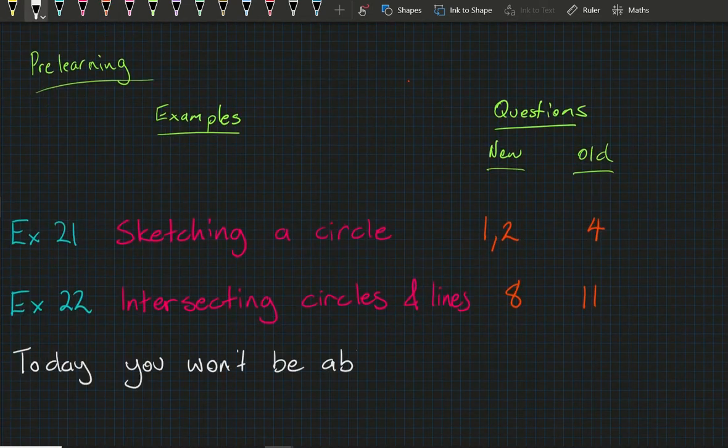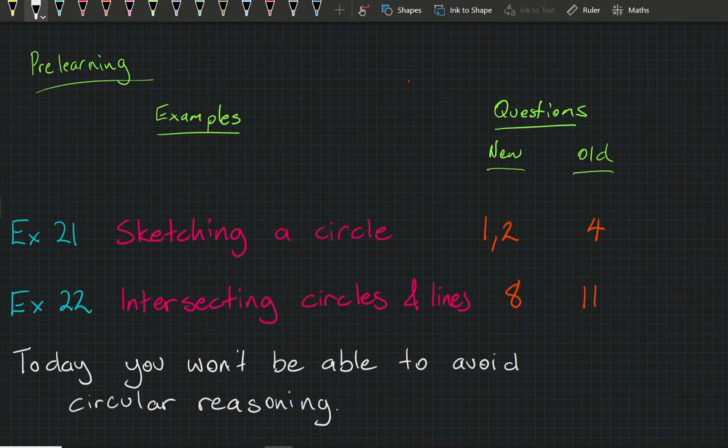Unfortunately, today you're not going to be able to avoid circular reasoning. So we best get on with the lesson.